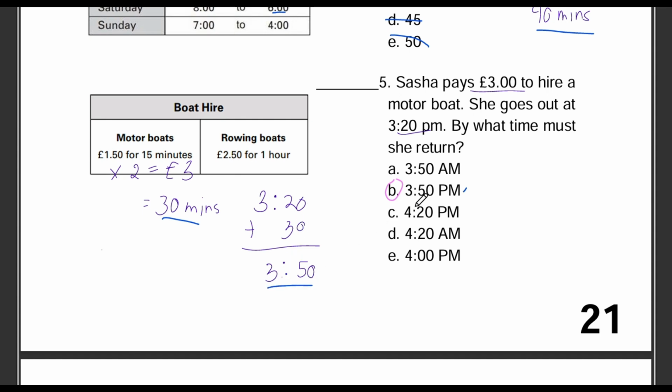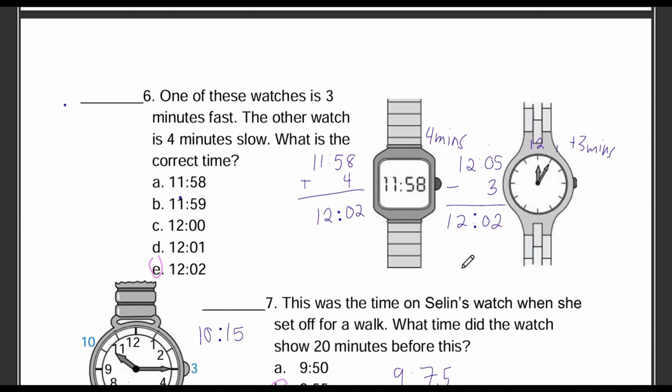Why not the others? A. Wrong because it would be a.m., not p.m. Remember, a.m. is in the morning and p.m. is in the afternoon or evening. C. 4:20 p.m. is too late. D. 4:20 a.m. is the wrong time format. E. 4 p.m. is too late. Let's move on to question 6.